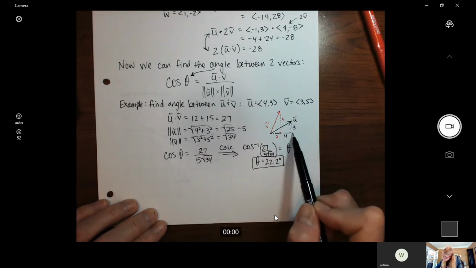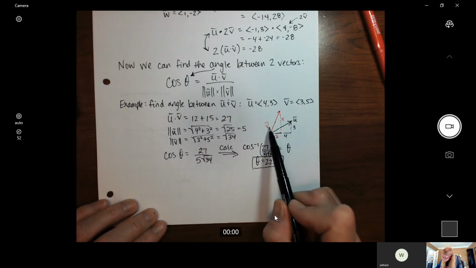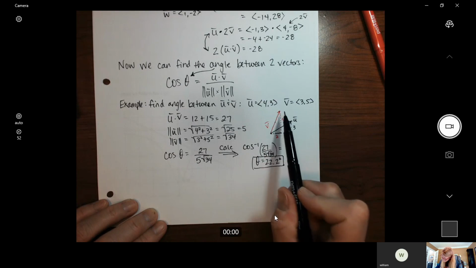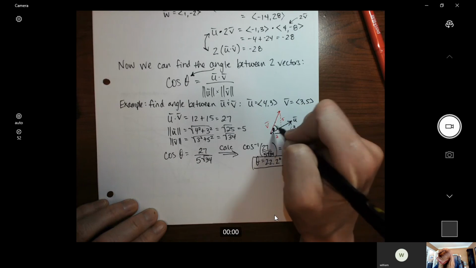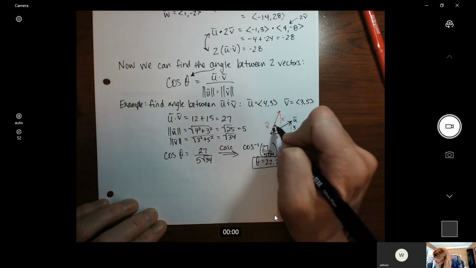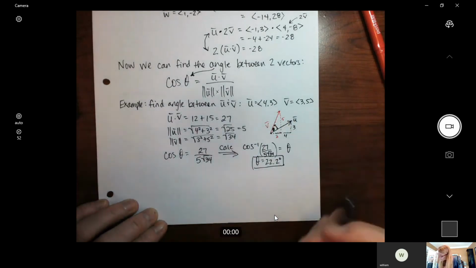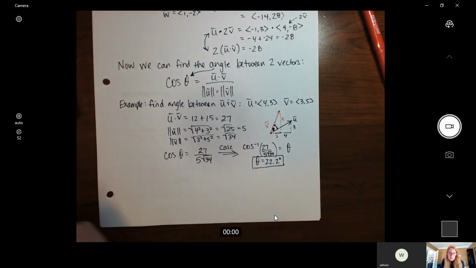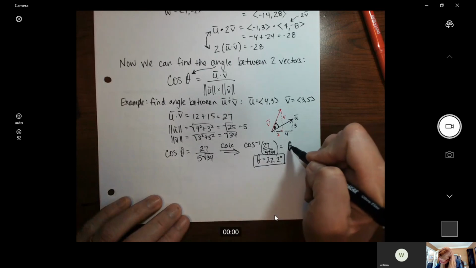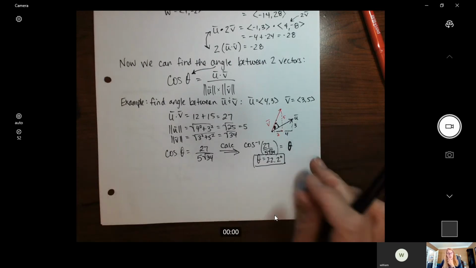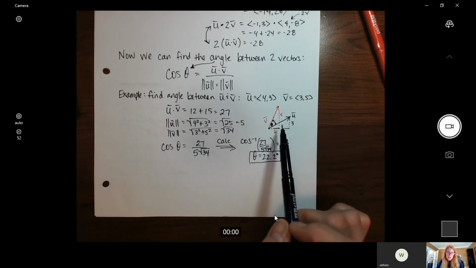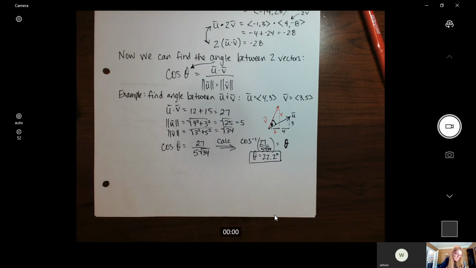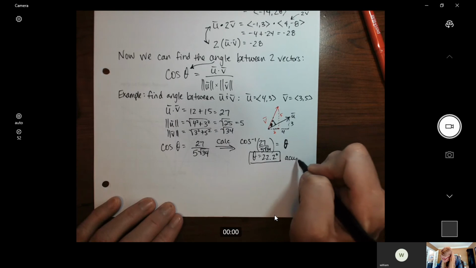So those are my two vectors. This is the vector U. I go over 4 and up 3. This is the vector V. I go over 3 and up 5. The angle theta is this angle right here. Hopefully you can see that. There we go. That angle between those two vectors is what we just solved for using that formula. And there's a lot of civil engineering and those kinds of problems that need to know the angle between two vectors.